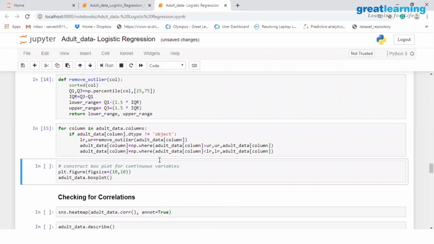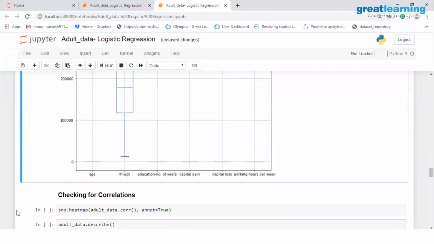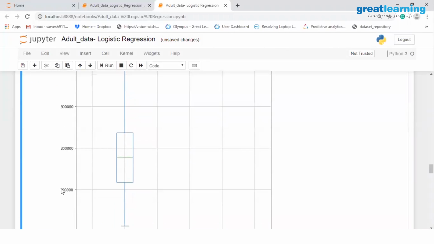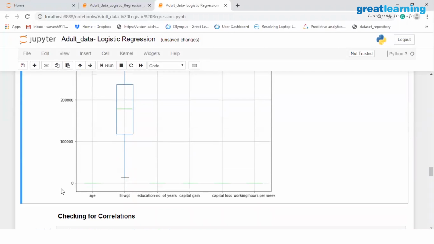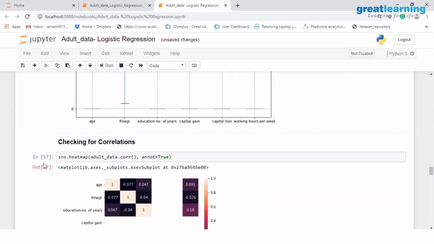All right. So again, once it is capped, let us look for the data. We could see that the majority of our outliers are removed. Removed in the sense we have capped the value. Therefore, the outliers cannot be there. Right? Checking for the correlations.